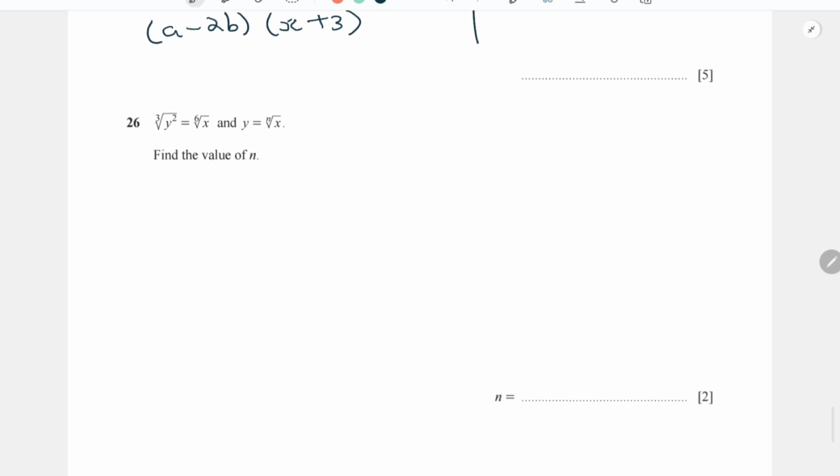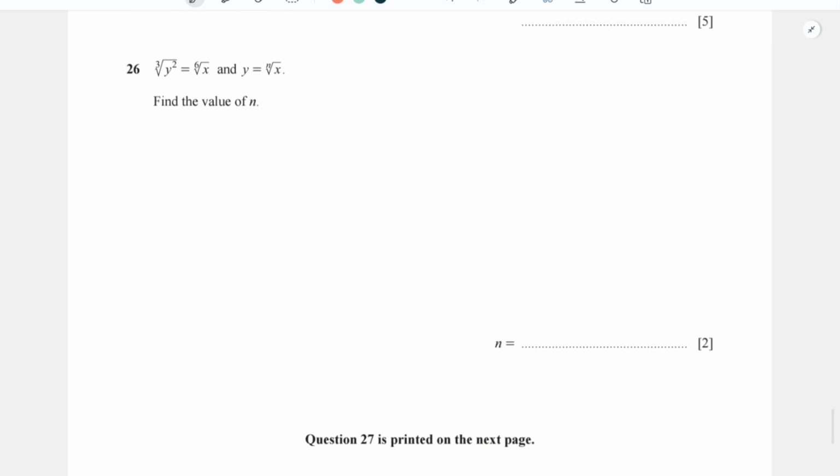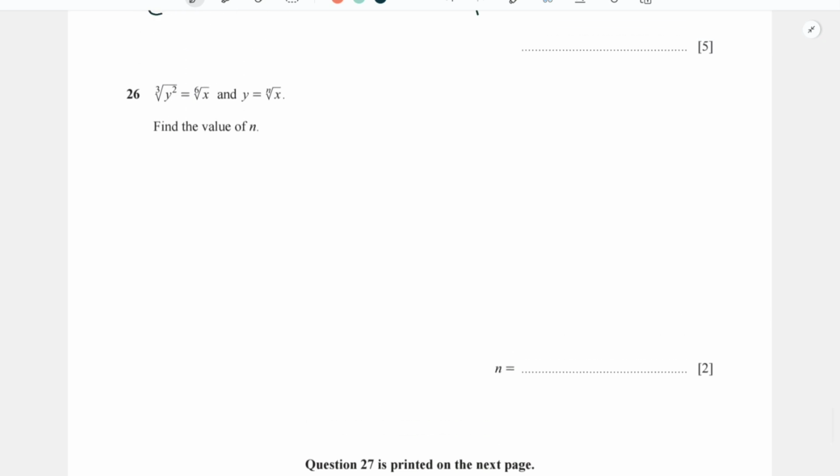Now we move to question number 26. In question number 26, we have cube root of y square equals root 6 inside we have x, and y equals n times root x, right? So now first we convert to the index form. The first one, that is the cube root of y square equals to 6th root of x. So that means y to the 2 over 3 equals x to the 1 over 6, right?